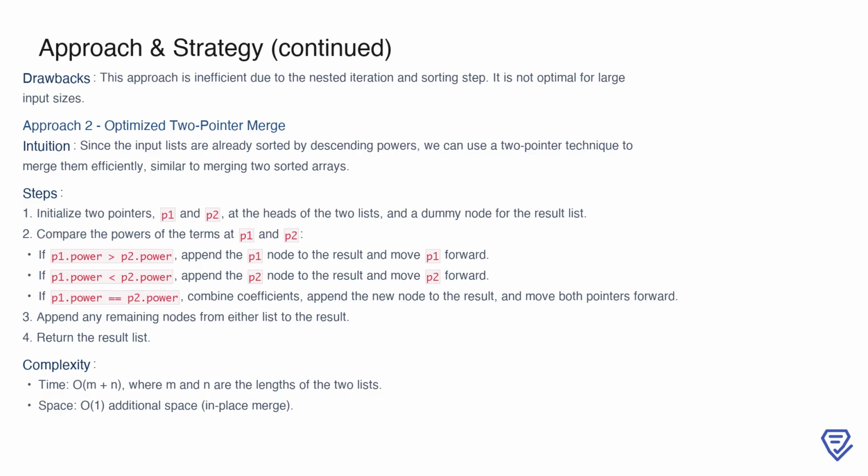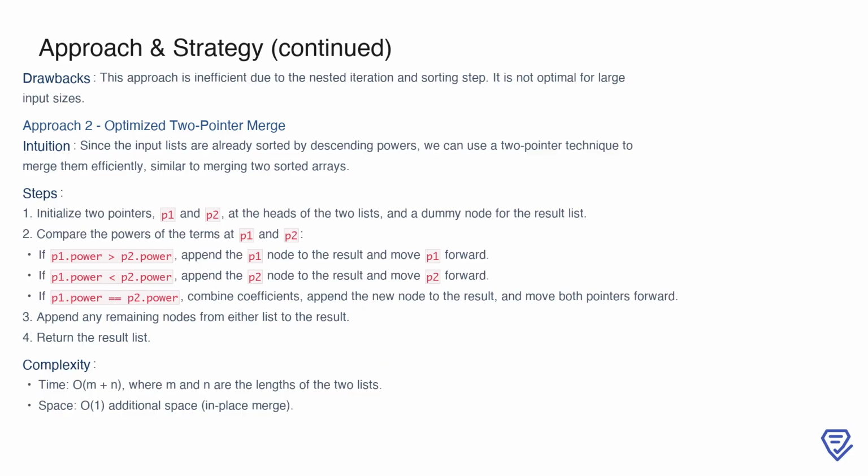The brute force method has significant drawbacks, particularly its inefficiency due to the nested iterations and the additional step of sorting. To address these issues, we can use a more efficient technique, the two-pointer merge approach. This method takes advantage of the fact that the input linked lists are already sorted by descending powers. By using 2 pointers, one for each list, we can merge the lists in a single pass without any unnecessary comparisons or sorting. The process involves comparing the powers of the terms at the 2 pointers.